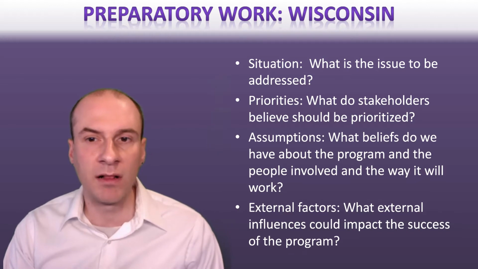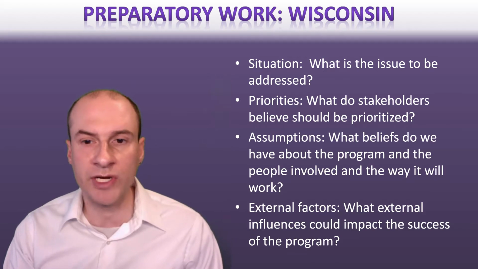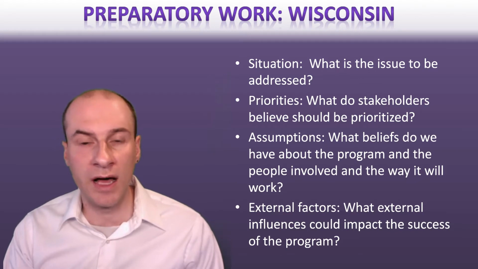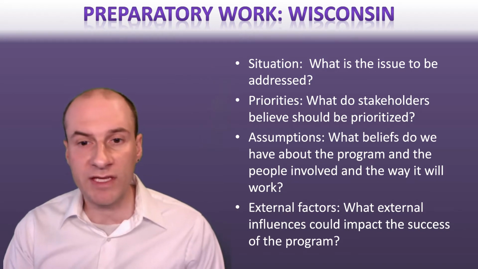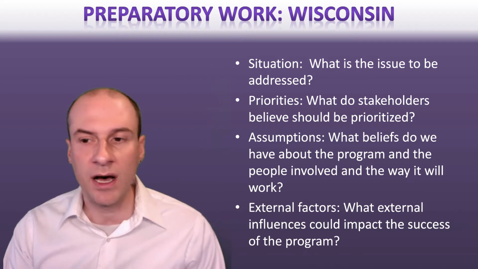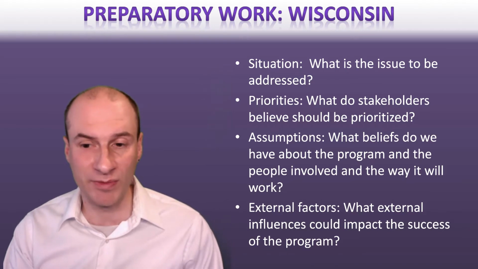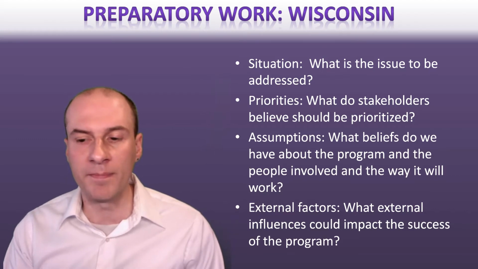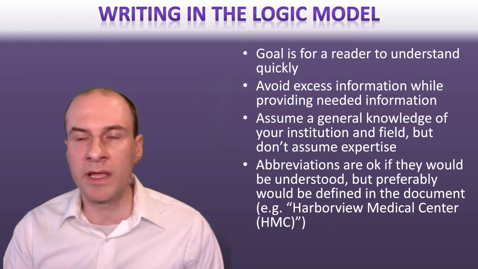And for the Wisconsin model, we're looking at the situation, and that's looking at the general situation that we're addressing or the issue that we're addressing, the priorities, and that's really focusing in on what your stakeholders think should be prioritized in terms of what they need based upon that situation. Then you have the assumptions that you're dealing with and the external factors, assumptions about the program, and how it will actually work, because you want to know what assumptions you're making. And the external factors, again, being the outside factors that could influence you.